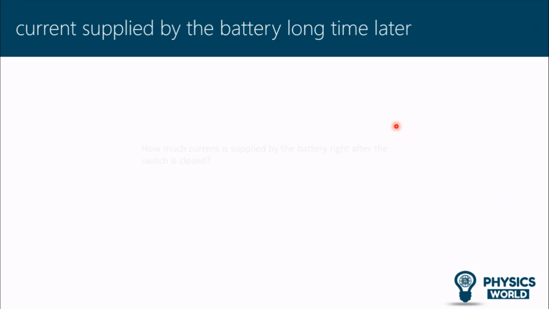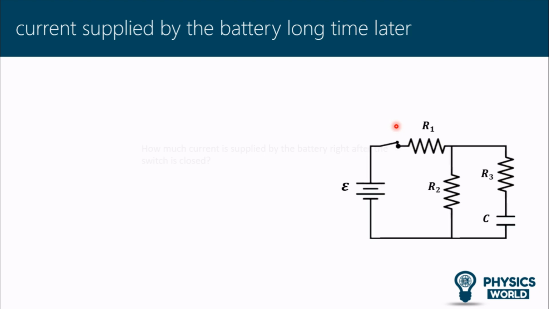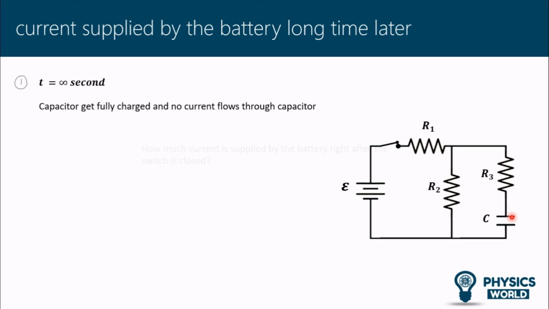Now we are going to solve our second problem, current supplied by the battery a long time later. So friend, as we know, initially maximum current passes through the capacitor and hence the capacitor charges gradually with time, and after a long time the capacitor is fully charged at t equal to infinity. When the capacitor is fully charged, no current flows through the capacitor and hence no current flows through the last branch of the circuit, this branch.